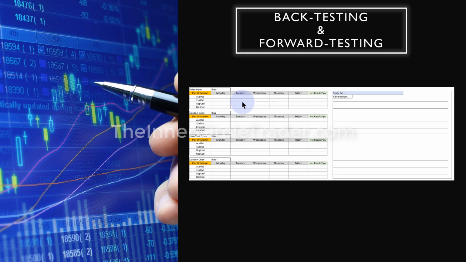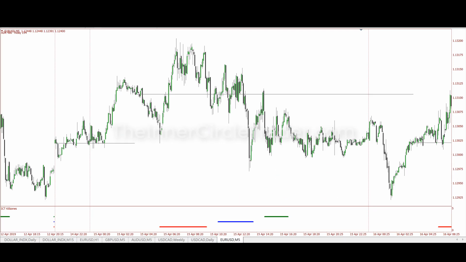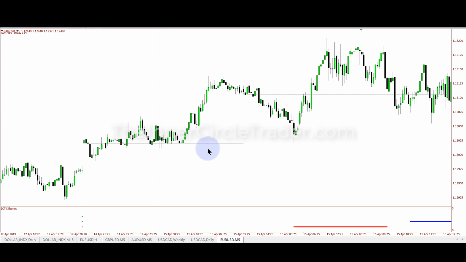So let's go into the charts real quick, and I'll give you a feel for what it is that you're supposed to be looking for, and then how to record the data in this spreadsheet. All right, so we're looking at a 5-minute chart of the euro dollar. All right, here's Asia, and we have a fair value gap right there. I'm going to zoom in. All right, so we have one single pass right here.